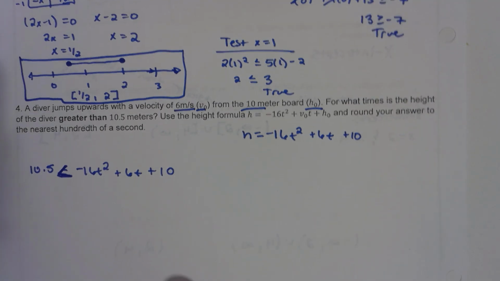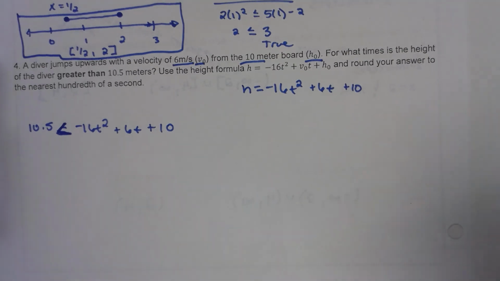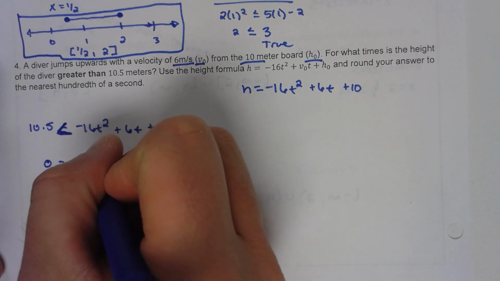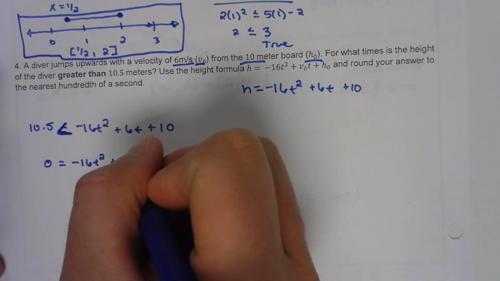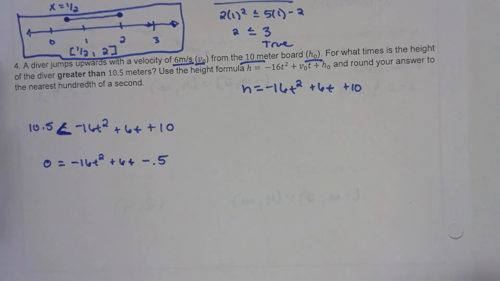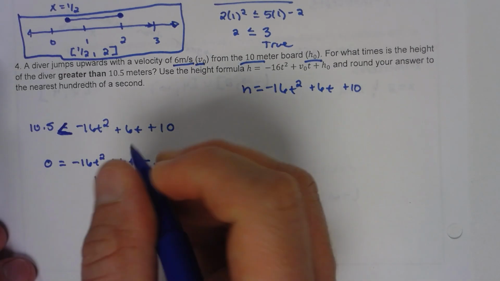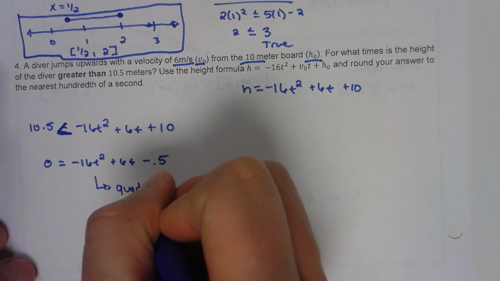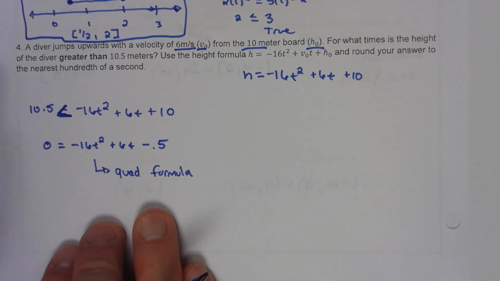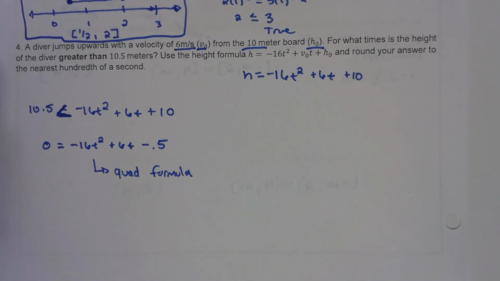Well, if we're solving this, and we may not go all the way through just because it's going to take a little bit of time, the idea is exactly the same. Get one side to be 0, change it to an equal sign. Negative 16t squared plus 6t, I subtract 10.5 and get negative 0.5. Will this factor? No way. Since this doesn't factor, you need to use the quad formula to find the x-intercepts, which can get messy.